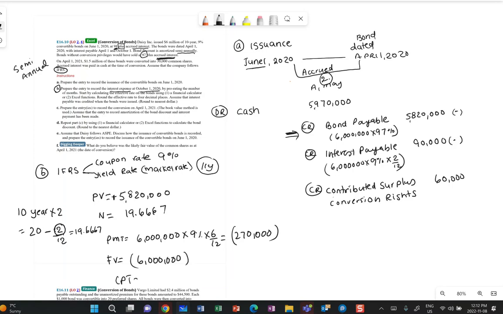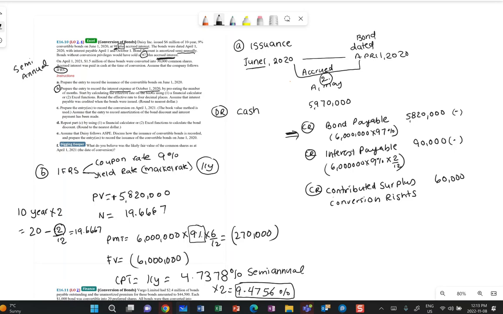What are we going to compute? We are going to compute our I/Y, and that will come up to be 4.7378, and this is a percentage. Again, this is my semi-annual rate, and if I need to calculate an annual rate, I multiply by 2 to get 9.4756, and that's a percentage. That's the annual rate. So now the coupon rate is 9%, and the market rate is 9.4756%.